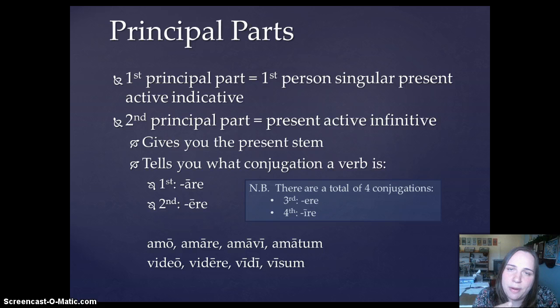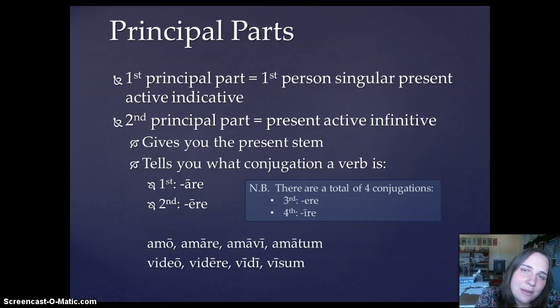The second principal part is the present active infinitive. Now, you may not understand what these forms are, but let me tell you why they're important. You need the first principal part because it's going to give you one of the most basic verb forms for a Latin verb. But you need the second principal part for a number of reasons. One, it's the infinitive, so you're going to translate that second principal part eventually. But in addition to that, the second principal part gives you the present stem. You're going to need the present stem in order to conjugate the present active indicative, the present tense.